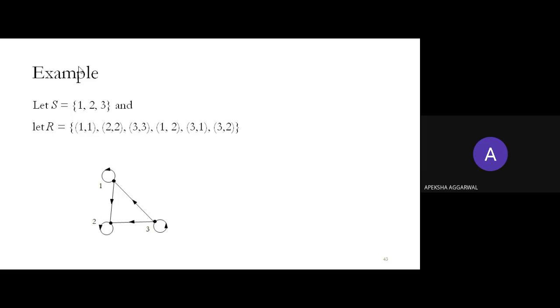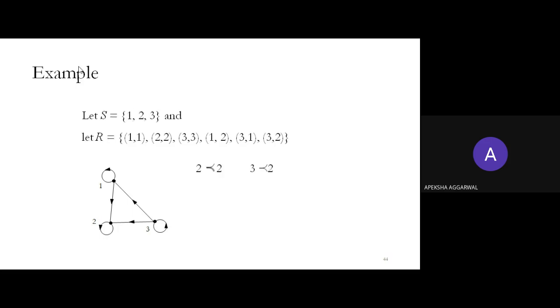Yes, because (1,2) is there and no other element from 2. (2,2) is there, so (1,2) and (2,2) gives (1,2). So transitivity is there. Then (3,1) is there. So (3,1) and (1,2) gives (3,2), which is there, and (3,1) and (1,1) gives (3,1), which is again there. Okay. Then check for (3,2): (3,2) and (2,2) gives (3,2), which is again there. So this relation is transitive. So this is a poset. This is an example of a partial order relation.